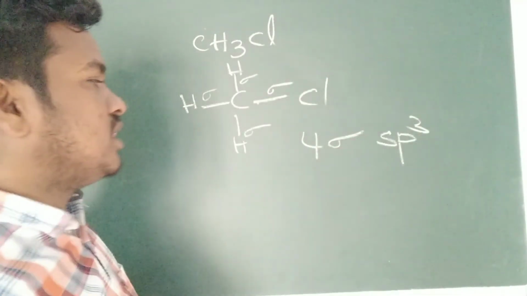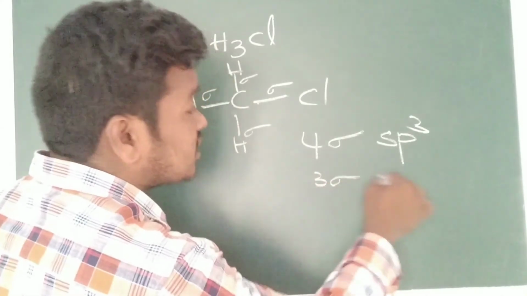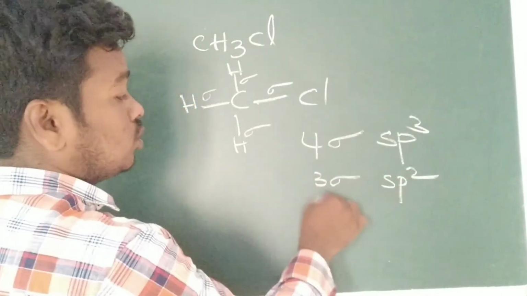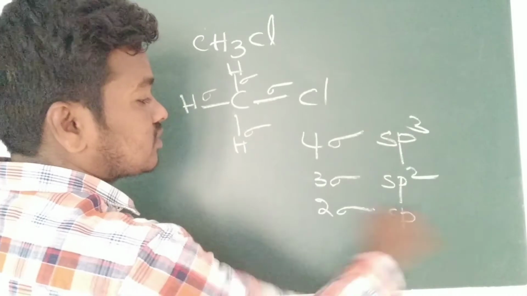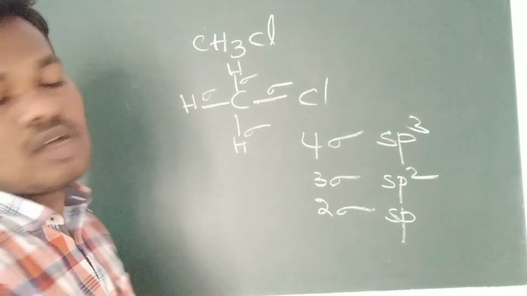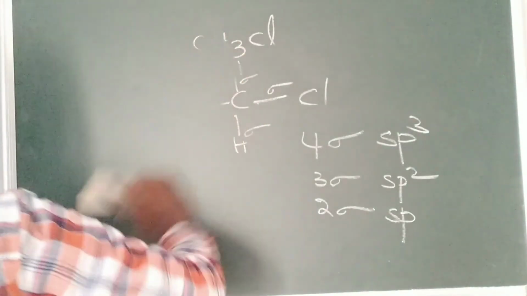That is called sp3. If 3 sigma bonds are present, that is called sp2. If 2 sigma bonds are present, that is called sp hybridization. So now you can see another example.